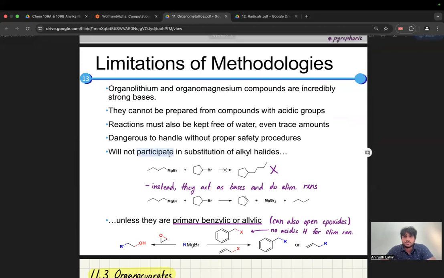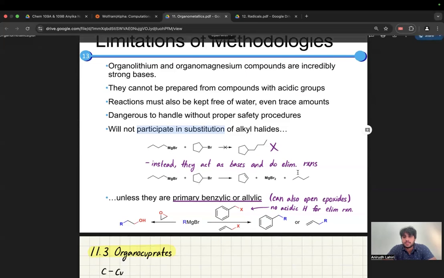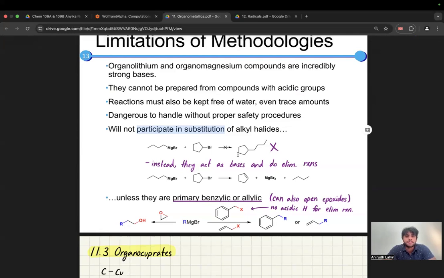This is important: not participating in the substitution of alkyl halides. Think about for a second why that is. This is because they act as bases and they do elimination reactions instead, right? Secondary position elimination is preferred, so we'll just get this as our major product over this. It'll still be a reaction, but not really what we wanted.